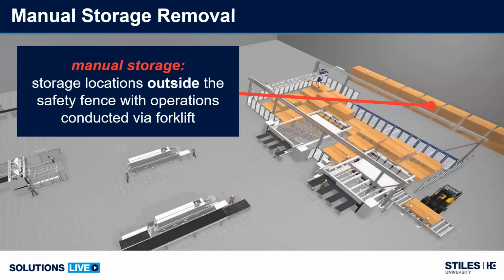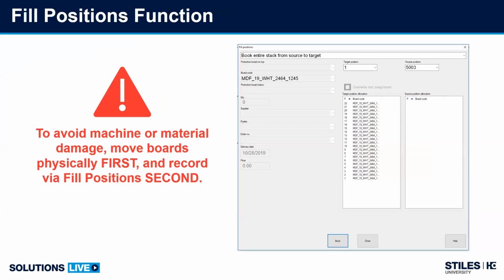Again, we talked manual storage. You can create as many manual storage locations that you need within the software. And the last thing we'll talk about is this fill positions function. So I'm moving material from a manual storage to an in-feed. I could easily delete the panels from the manual storage and then re-enter all those panels on the in-feed. Time consuming and tedious. Plus, I can make mistakes. So why not electronically move that material from manual to in-feed?